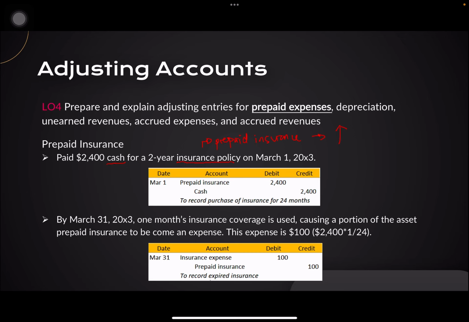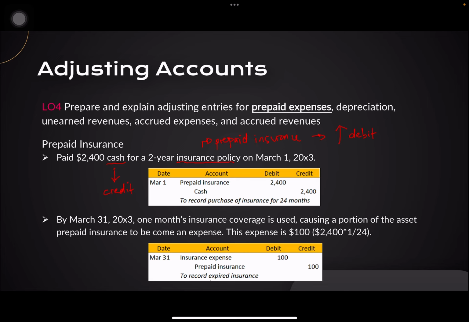However, we paid for our insurance via cash, and cash is an asset. So what happened to our cash right here? Our cash account decreased. Again, if we're talking about assets, any increase in our assets will be shown on the debit side, and any decrease in our assets would be on the credit side. So now that we've completed our analysis, we know what should be the debit and what should be the credit. Let's now formally write a journal entry.